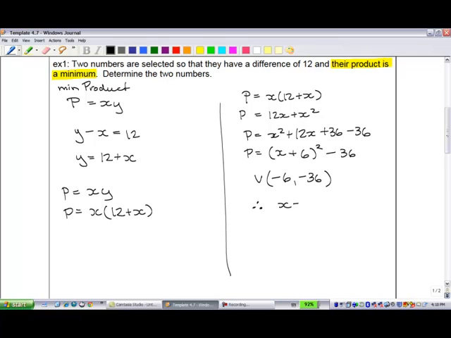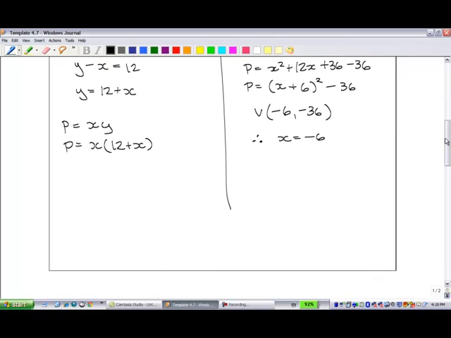Therefore, x equals -6 is what we're looking for. Turns out that -36 is actually the minimum product. That's not what the question asked, and make sure you answer the question from there.